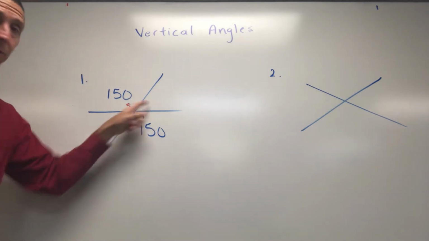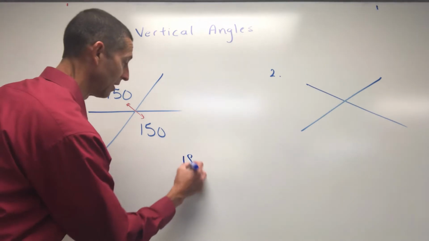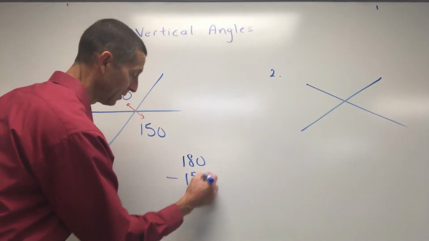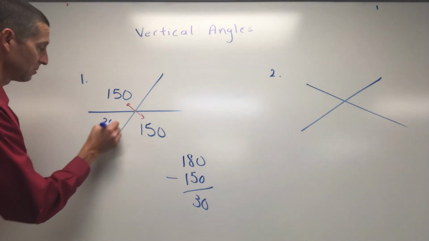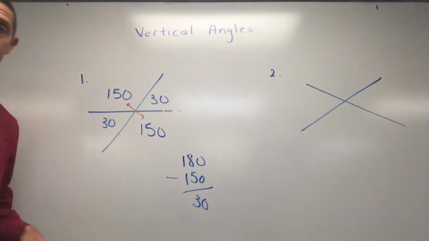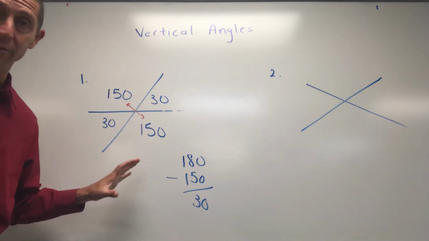To find these other two angles, you just pull off a 180 move. You can do 180 minus 150, you have 30 left. So these two angles are 30 and 30. So you started with just one angle and you could find the other 3.